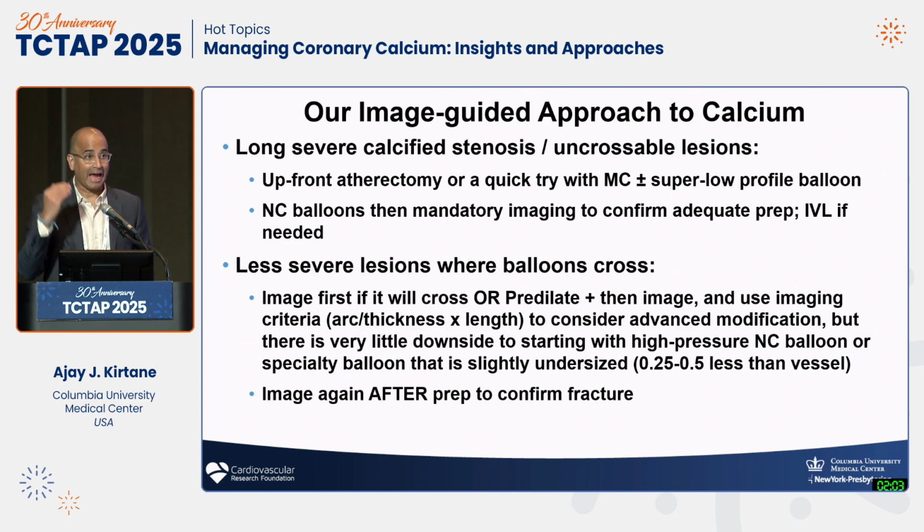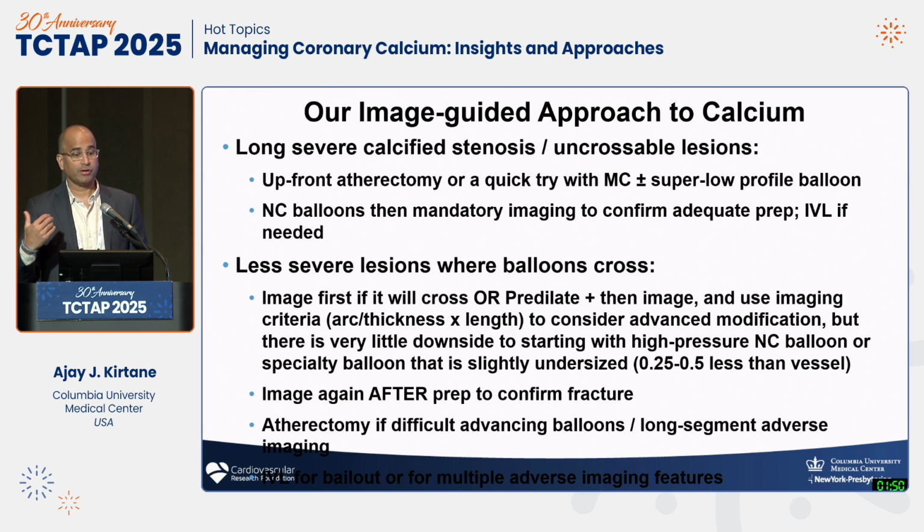And then after we prep, we go back and image to be sure that everything is cracked and fractured accordingly. We always want to do that before we put the stent in, because if you put the stent in and it's not going to expand, that's the worst problem ever. And if those things don't work, we can use atherectomy or otherwise bailout.